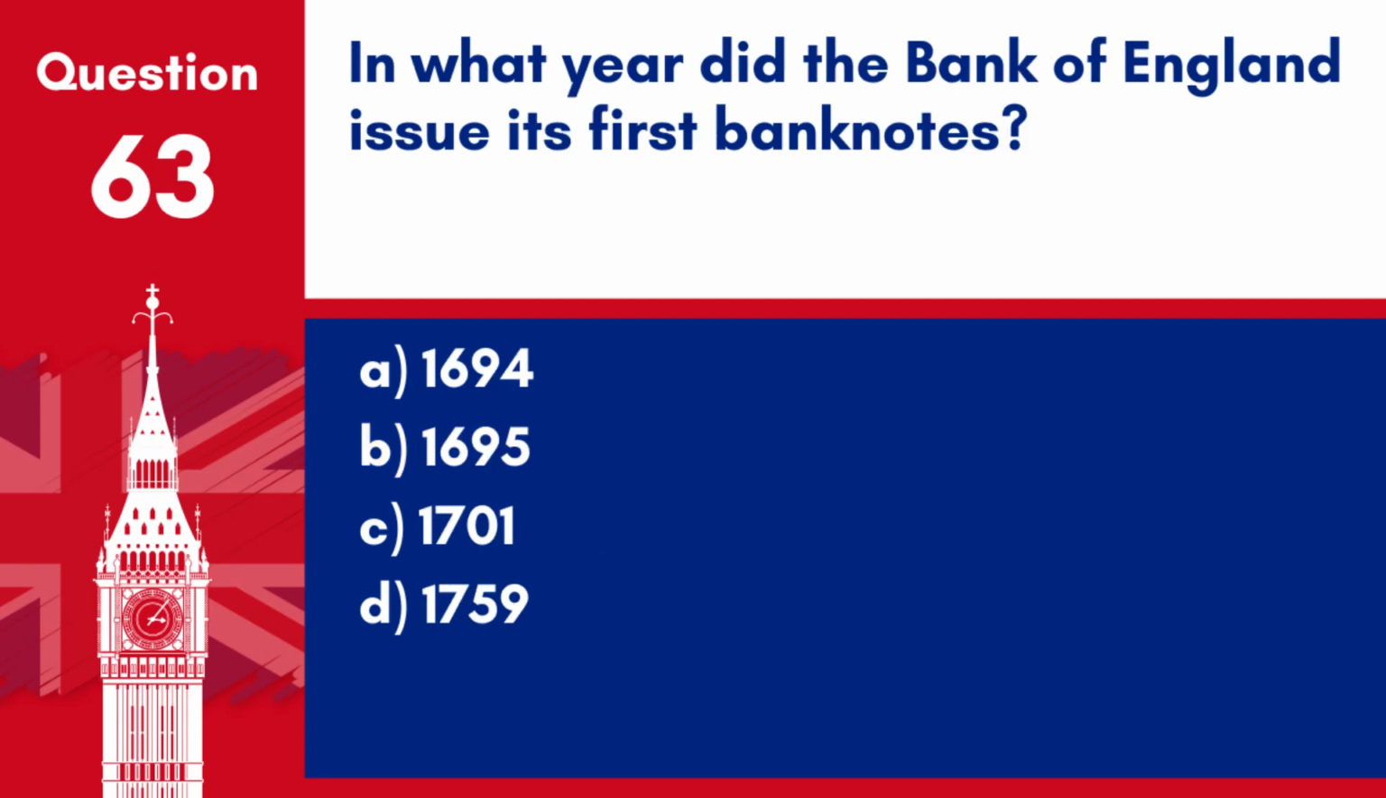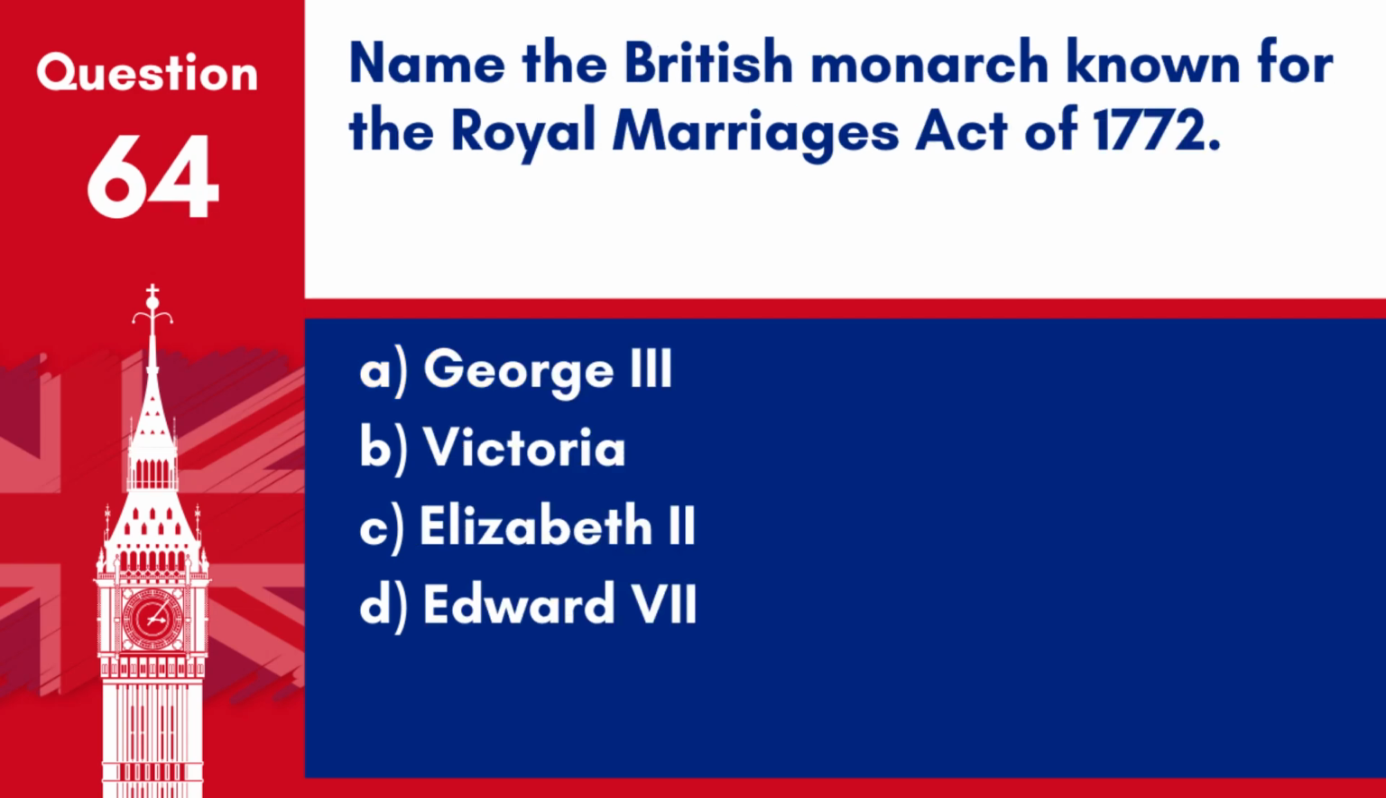Question 63. In what year did the Bank of England issue its first banknotes? A. 1694. B. 1695. C. 1701. D. 1759. Answer: A. 1694. The Bank of England issued its first banknotes in 1694, not long after its founding, as a way to manage the national debt.